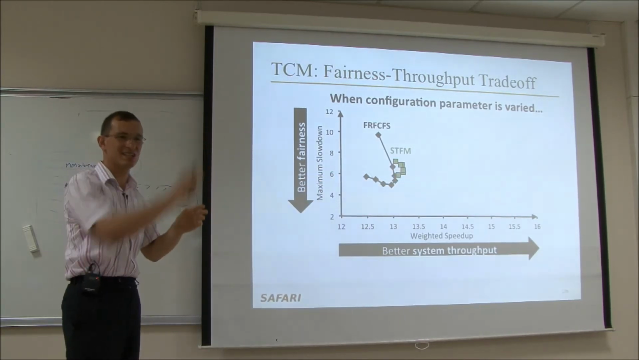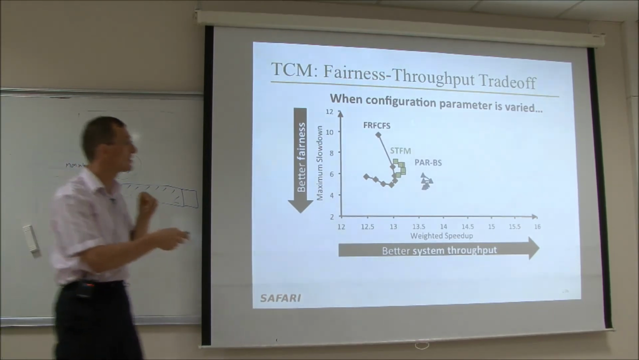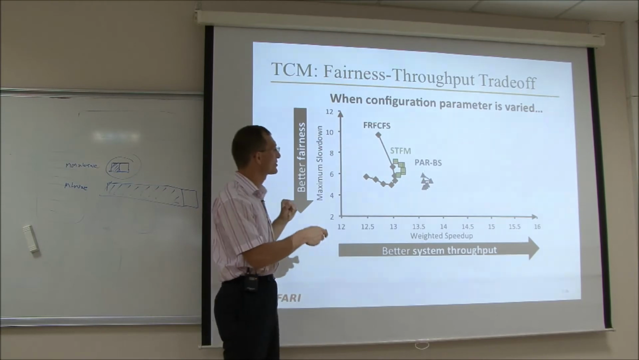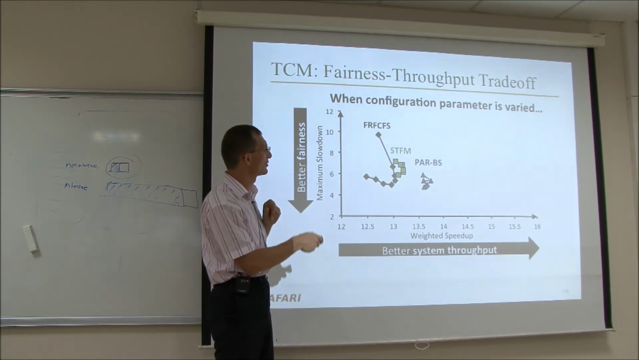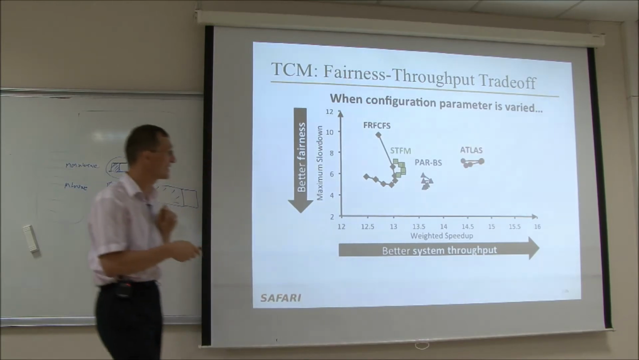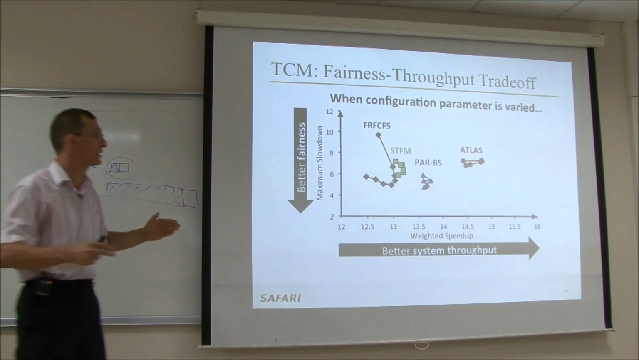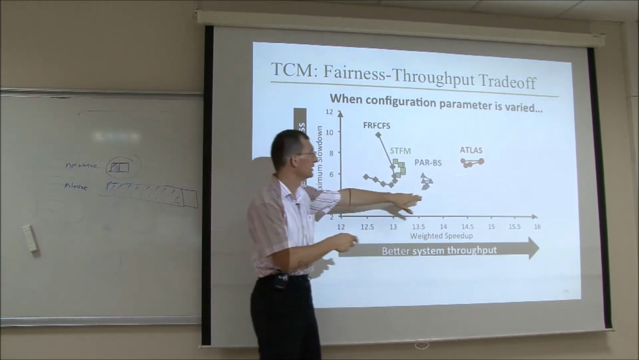For parallelism-aware batch scheduling, the marking cap determines where you are in terms of fairness and throughput. And again, your throughput doesn't change that much, but your fairness changes slightly. For ATLAS, you change the quantum, how long you compute the quantum of least attained service for. And that changes your throughput a little bit, but not your fairness that much.